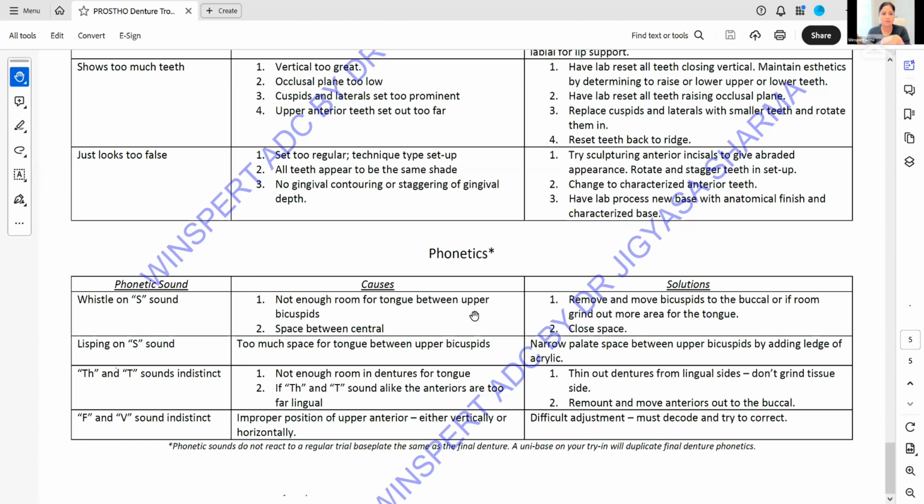Will you remember? Lisp versus whistling, will you remember? Whistling, narrow, widen it. Lisping, it's slipping, narrow it. F, anterior, vertical. T and d, the anteriors are too far lingual, bring them anterior, right? Aesthetics were very pretty simple.